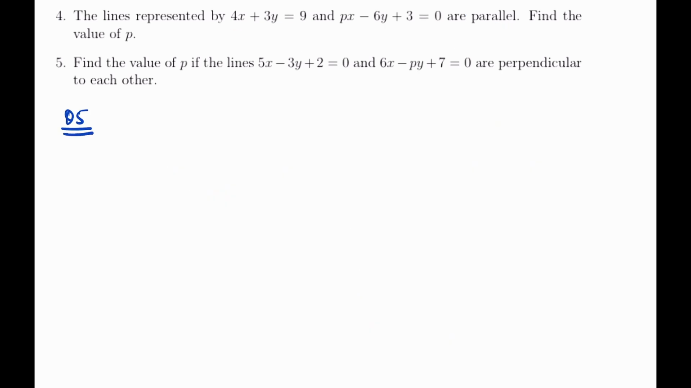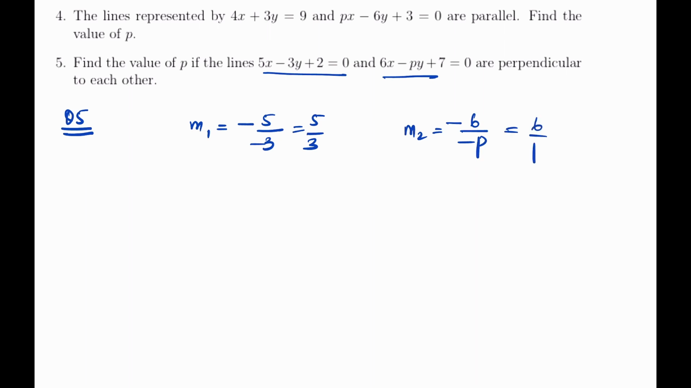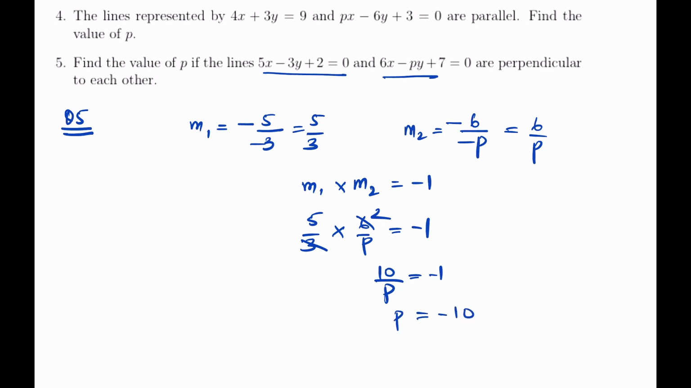Now let's try question number 5. So slope m1 will be minus coefficient of x by coefficient of y, which is equal to 5 by 3. And slope m2 will be minus coefficient of x by coefficient of y, 6 by p. Since they are perpendicular to each other, m1 into m2 is equal to minus 1. So 5 by 3 into 6 by p is equal to minus 1. 3 2s are 6, 10 by p equal to minus 1. So p is equal to minus 10.